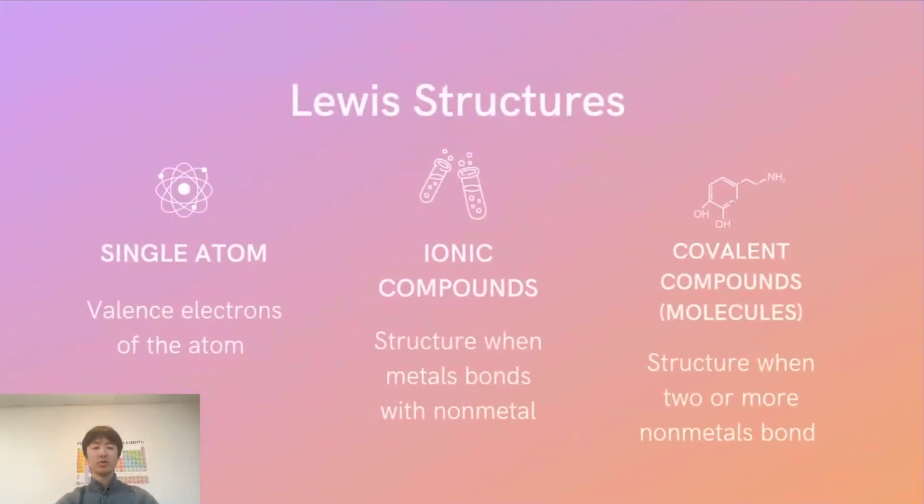So this week's video is about Lewis structures, right? Now you may be asking, what topics does Lewis structures cover? I'm talking about single atoms. To draw the Lewis structure for a single atom, you have to draw the valence electrons of the atom. For ionic compounds, that's a structure when a metal bonds with non-metals. Metals are on the left side of the periodic table, and non-metals are on the right side, right? And then covalent compounds, which are universally called molecules, that's a structure when two or more non-metals bond.